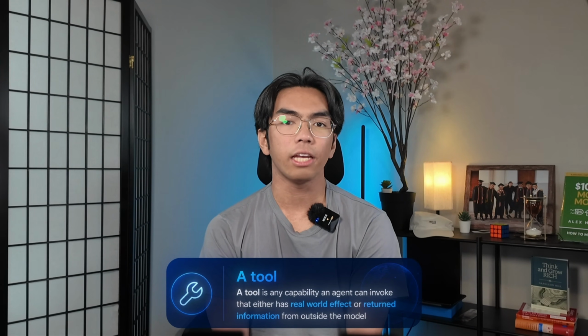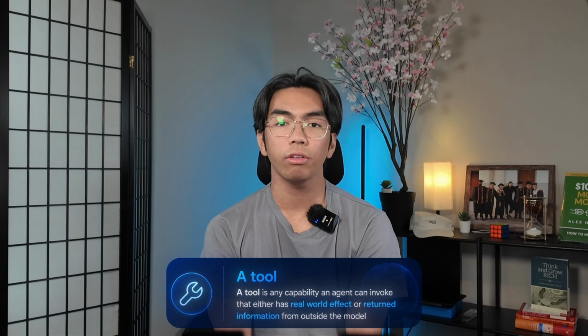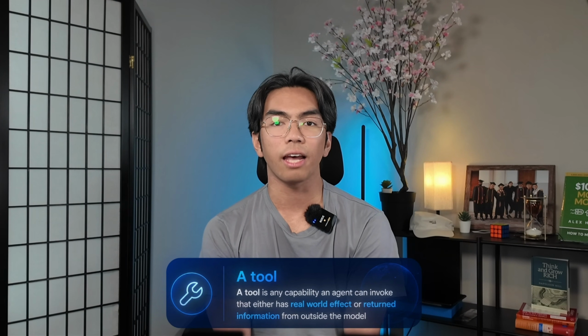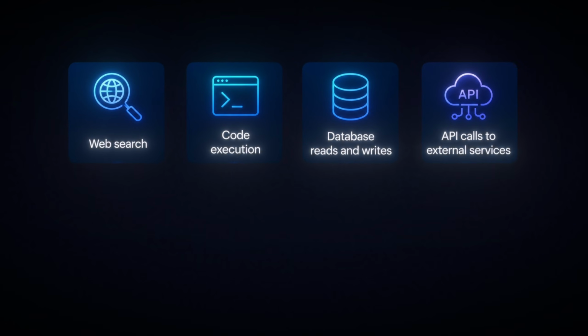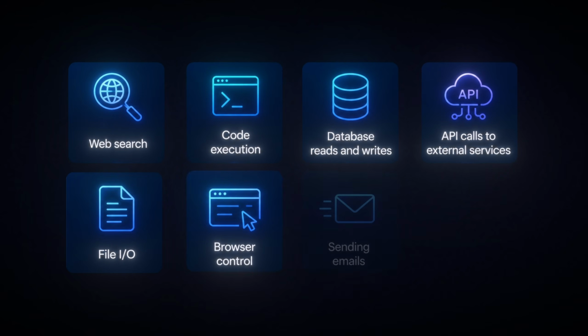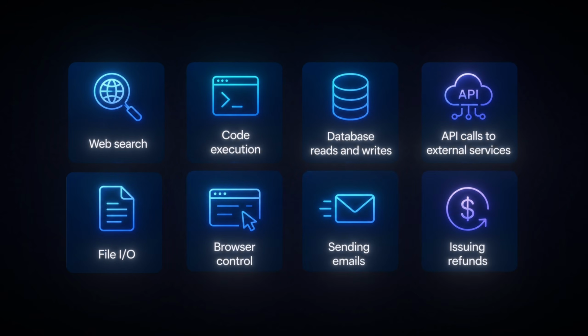Let's start with tools, because tools are the most misunderstood. Here's the technical definition. A tool is any capability an agent can invoke that either has real-world effect or returns information from outside the model. That's it. And that covers a huge range: web search, code execution, reading and writing to a database, calling an external API, file input-output, controlling a browser, sending emails, issuing refunds. If it reaches outside the model's interface paths and touches the world, it is a tool.